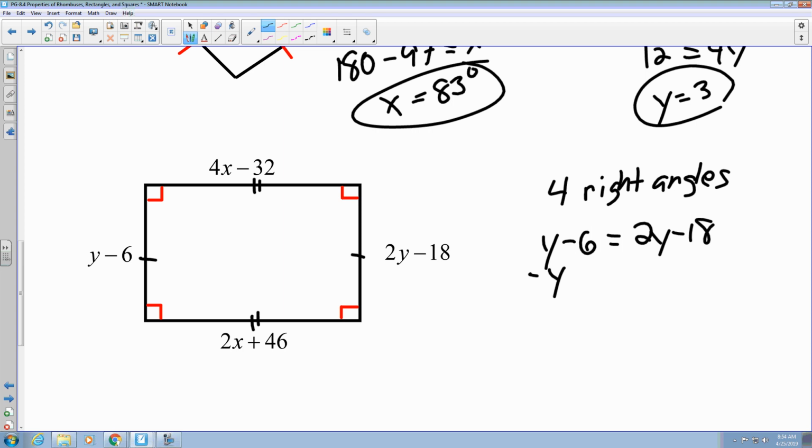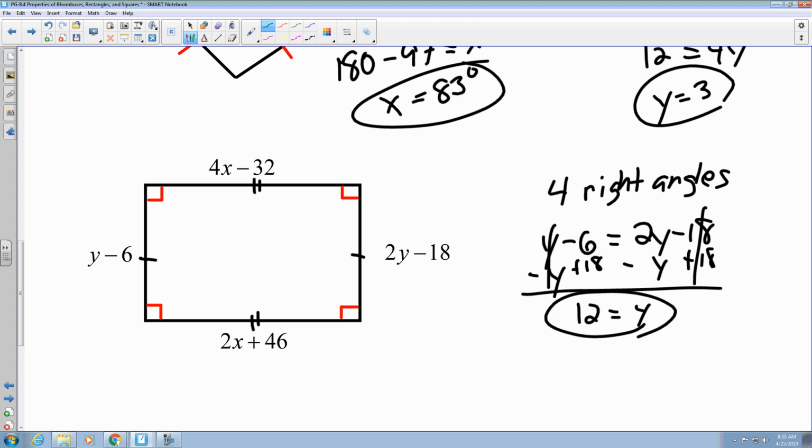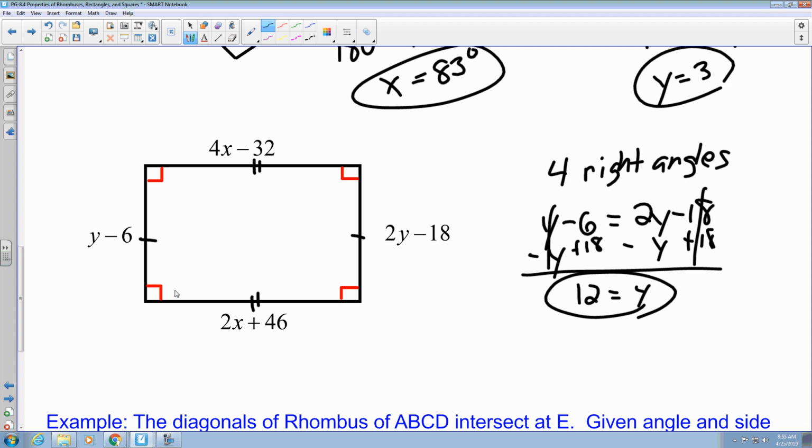From here, I'm going to subtract y from both sides and add 18 to both sides. So that gets canceled out, that gets canceled out. Negative 6 plus 18 is 12. 2y minus y is just going to be 1y, so that's y. So y is 12.